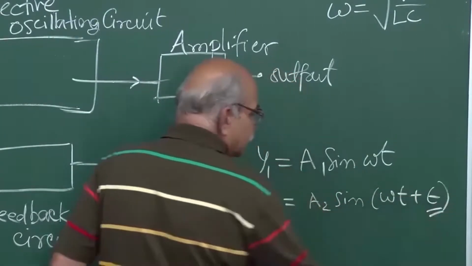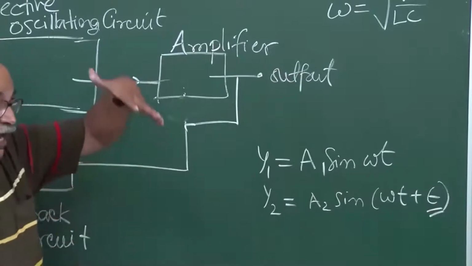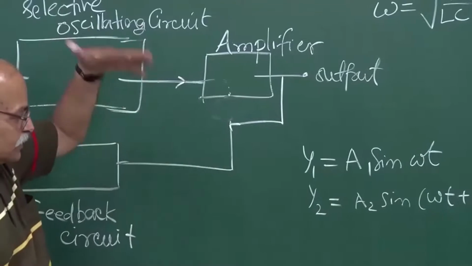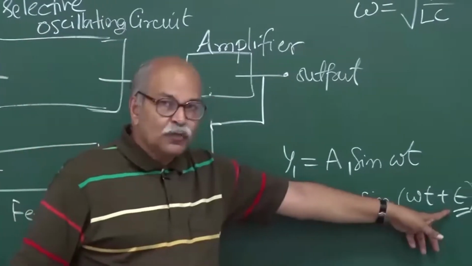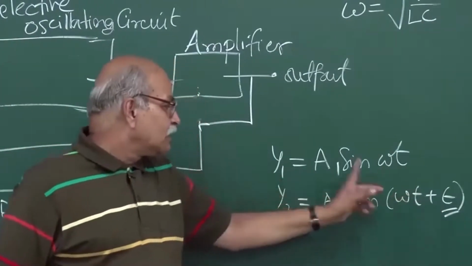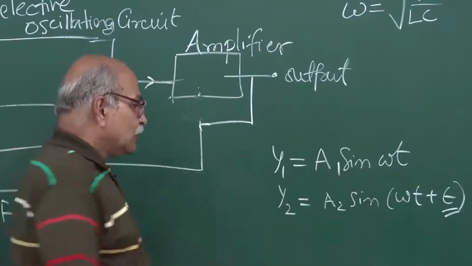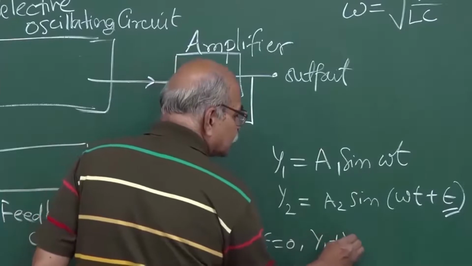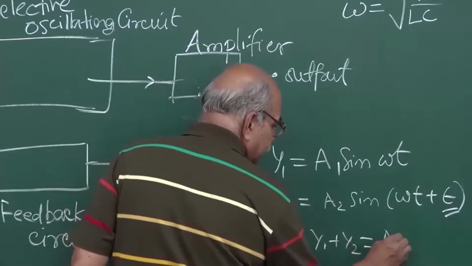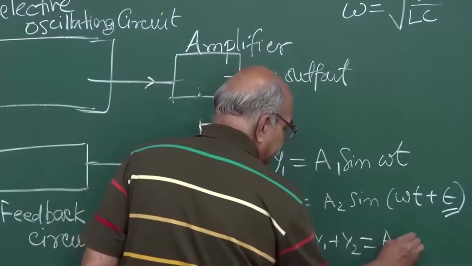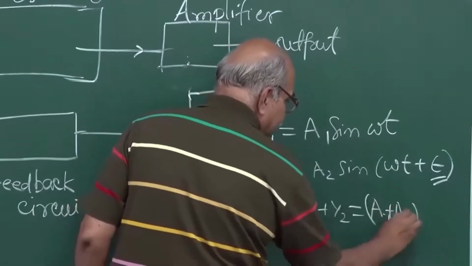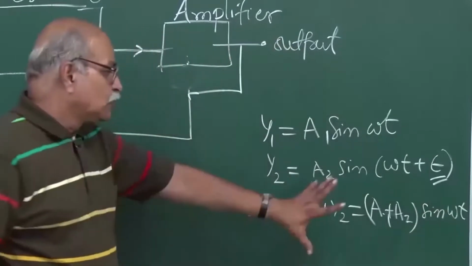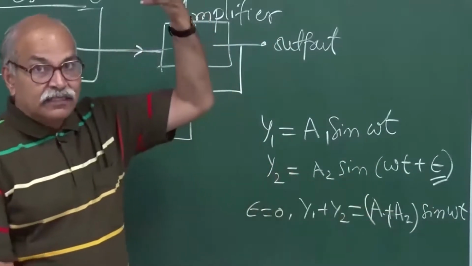So it's important that, if you want actual addition of amplitudes, actual addition of those oscillations, then epsilon should be 0 or 2 pi, so that it is just a1 plus a2. If this epsilon is 0, then your y1 plus y2 is just a1 plus a2 times sine omega t. So amplitudes are added, the signal has enhanced.